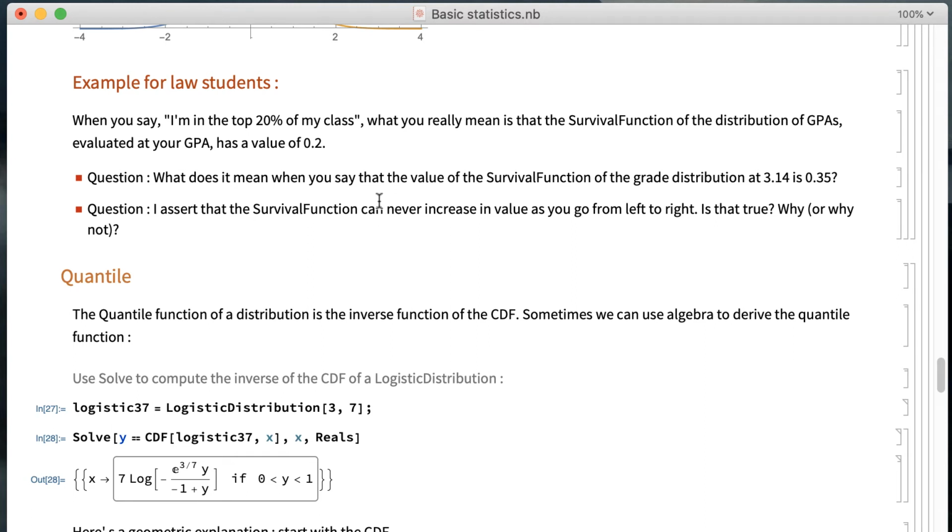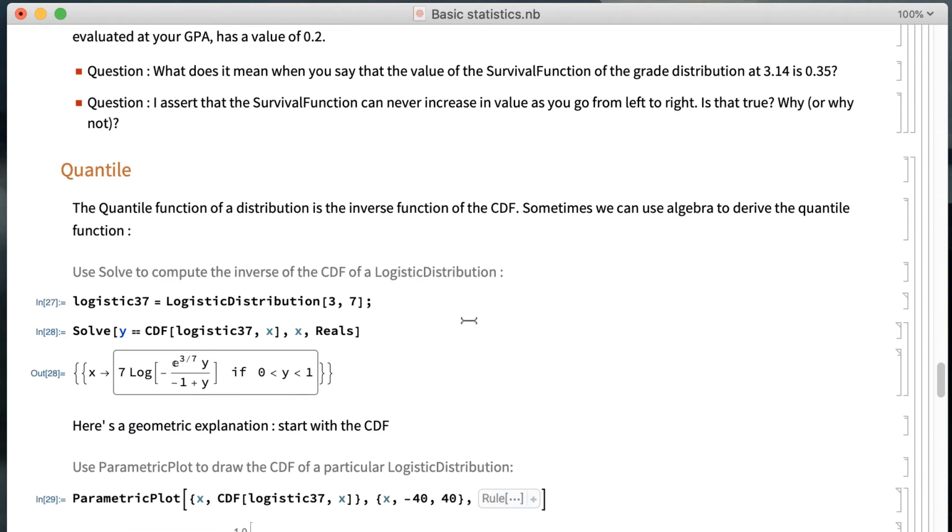You could ask, by the way, what does it mean? Supposing a job interviewer comes to you and they say, the value of the survival function at my school of the grade distribution evaluated at 3.14 is 0.35. So figure out what that means in case you ever interview someone for a job who's taken my course.